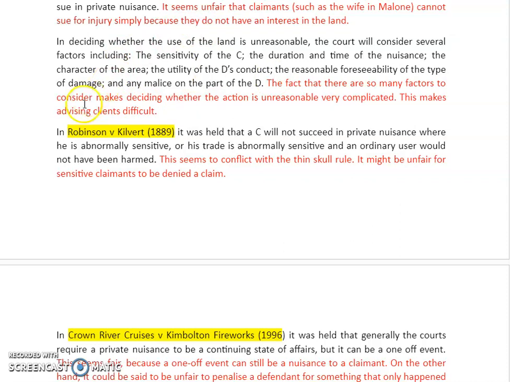land. In Robinson and Kilvert, it was held that a claimant will not succeed in private nuisance where he's abnormally sensitive or his trade is abnormally sensitive and an ordinary user would not have been harmed. Now, for us lawyers, that actually seems like a really strange principle because it conflicts with the thin skull rule and the idea that you have to take your victim as you find him. And it might actually be quite unfair for sensitive claimants to be denied a claim. So again, is that balance right there?